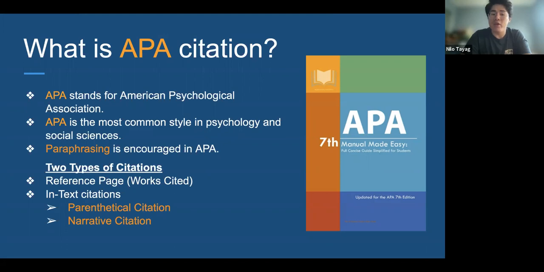Along with the paraphrasing, there are also ways to cite the information, in-text citations and the reference page, that are unique to APA. And that is going to be the bulk of what we're going over today. First, we're going to go over in-text citations and how we can incorporate them within the text of your paper. And then we're going to go over the reference page, which, for those of you who are more used to using MLA, is basically the APA equivalent of the works cited page.